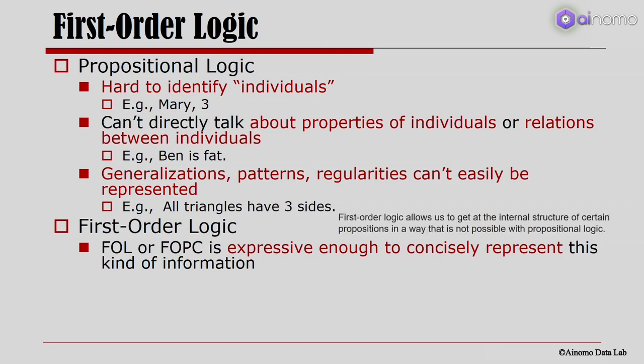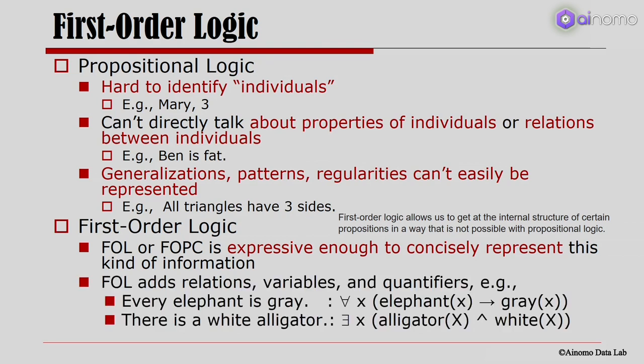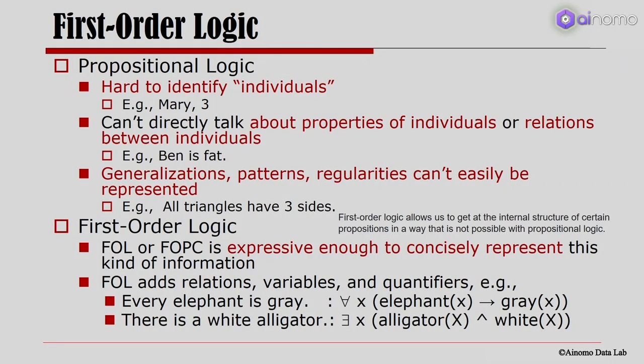First order logic allows us to get to the internal structure of certain propositions in a way that is not possible with propositional logic. First order logic adds relations, variables, and quantifiers. So we could talk of things like every elephant is grey, or we could say there is a white alligator. This is what we will look at in our next lecture. We will first introduce first order logic and then look at proofs within first order logic.